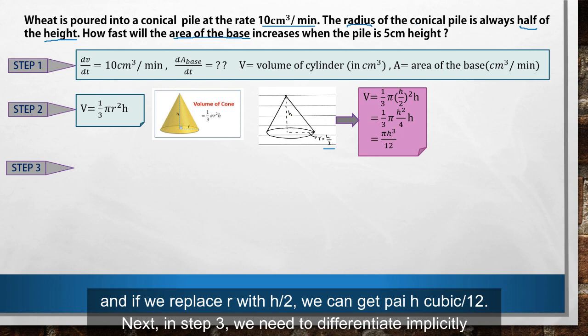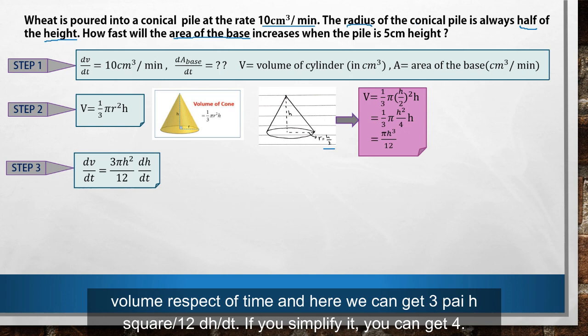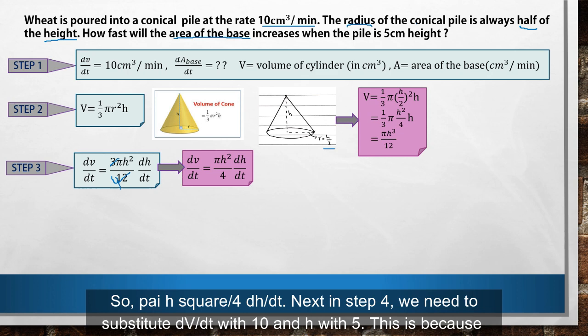Next, in step 3, we need to differentiate implicitly volume respect of time. And here we can get 3 pi h squared over 12 dh over dt. And if we simplify it, we can get pi h squared over 4 dh over dt.